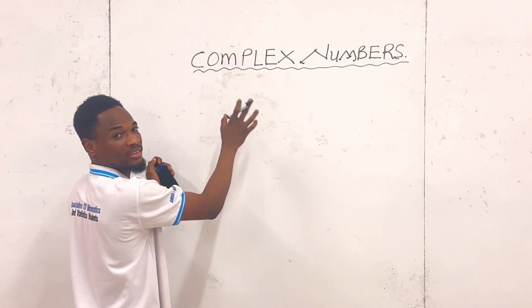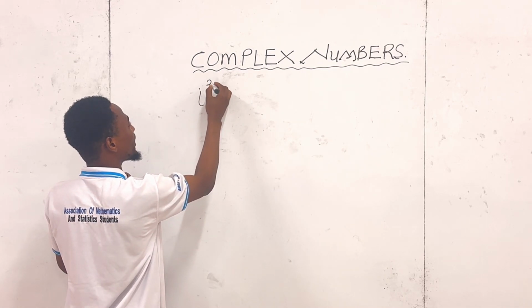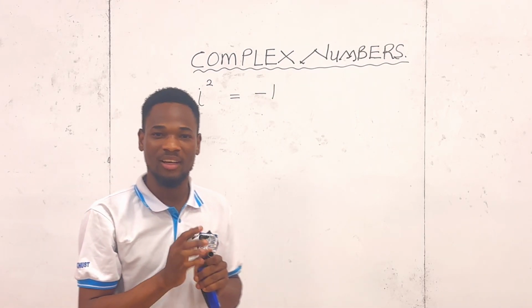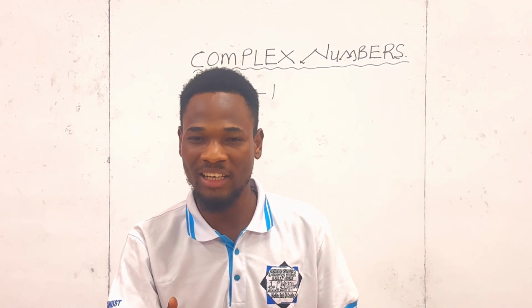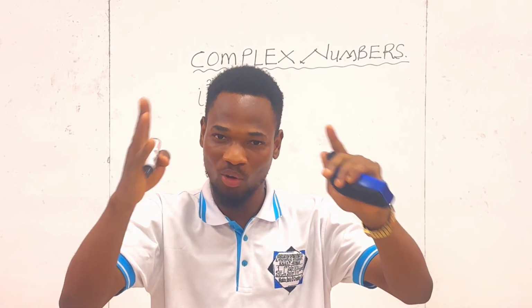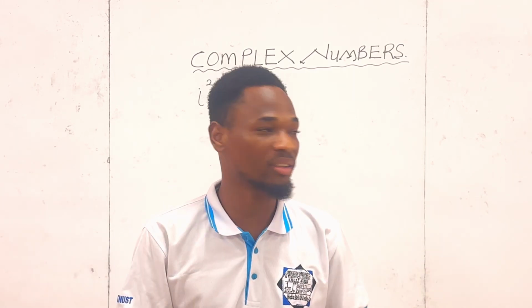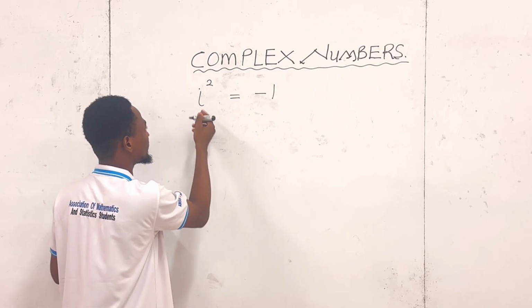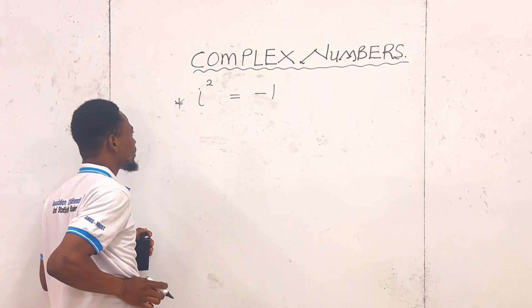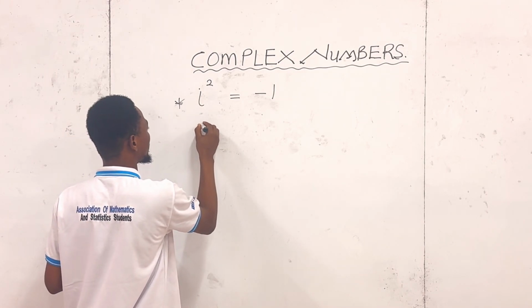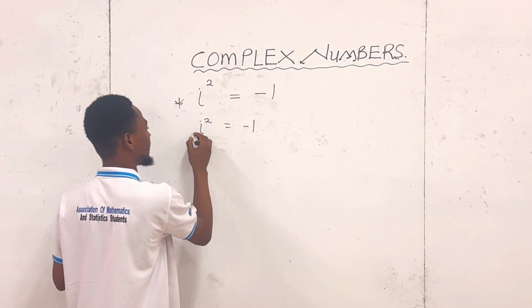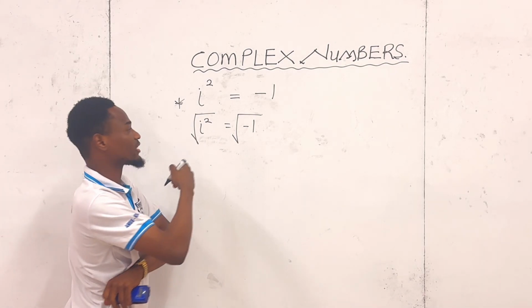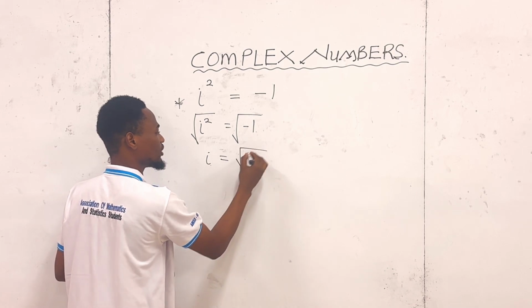So let's understand this. My i squared will give me negative 1. Viewers, I don't expect you to do rote learning, chew and pour. You have to understand the concept and how you can deduce it. So when I take the square root of both sides, the square root takes off the radical sign. So I get i equals the square root of negative 1.